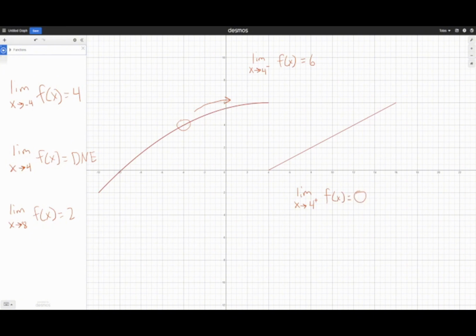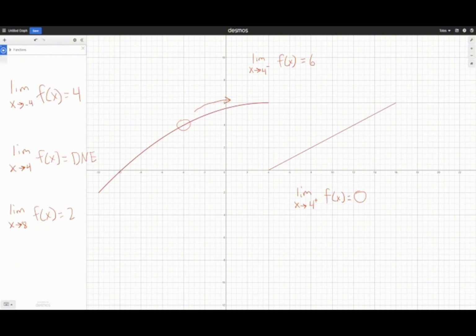Now again, it doesn't matter that it's undefined at 4, and it doesn't matter that it is defined at 4 up here, because it doesn't necessarily have to be defined there, and that we are approaching. And that's how we use the limits here.